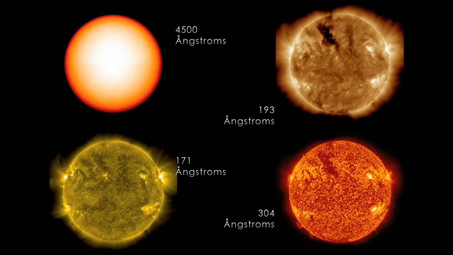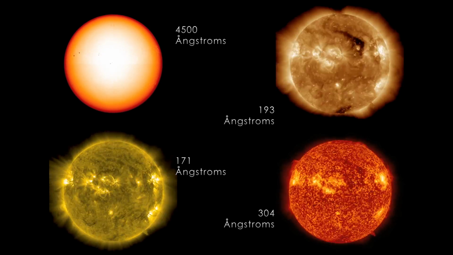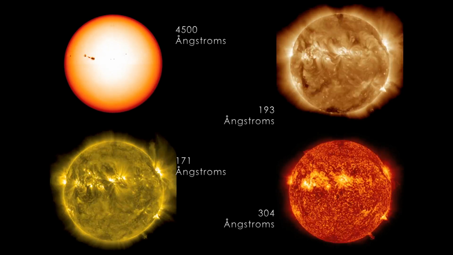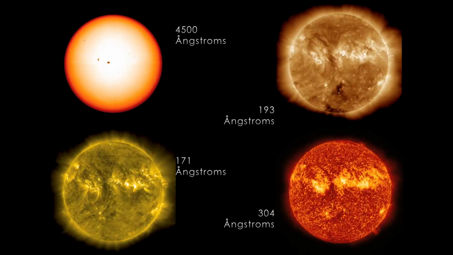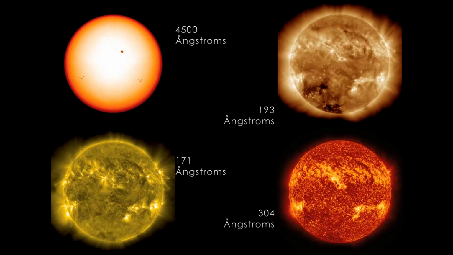And then the last one, the red one, is a 304 angstrom, and this is showing us what we call the chromosphere. And these red areas are often visible when you see the sun from total solar eclipse.